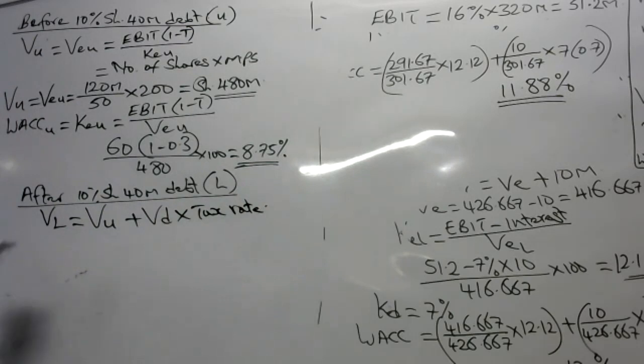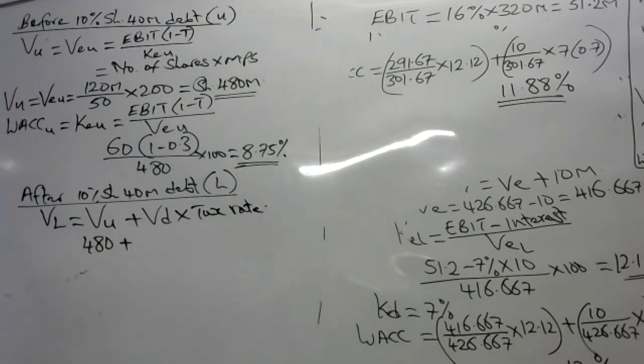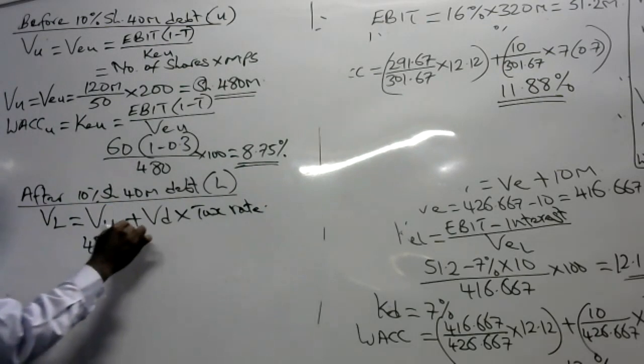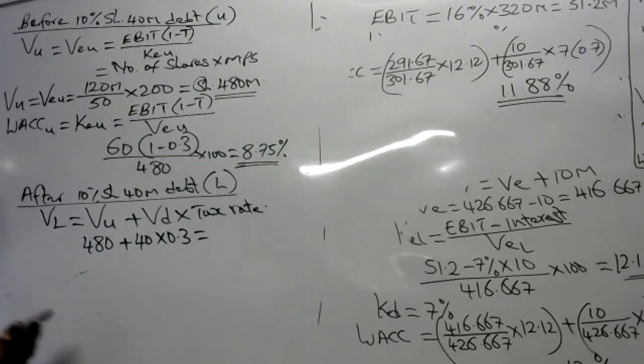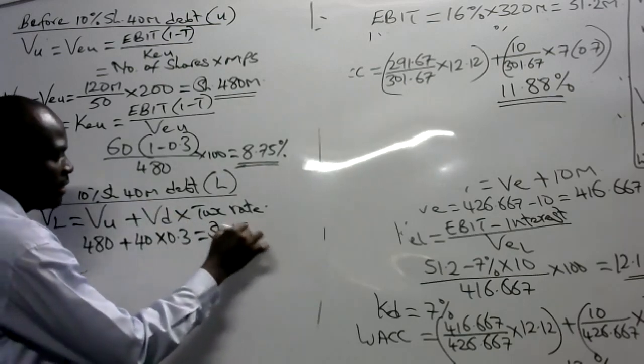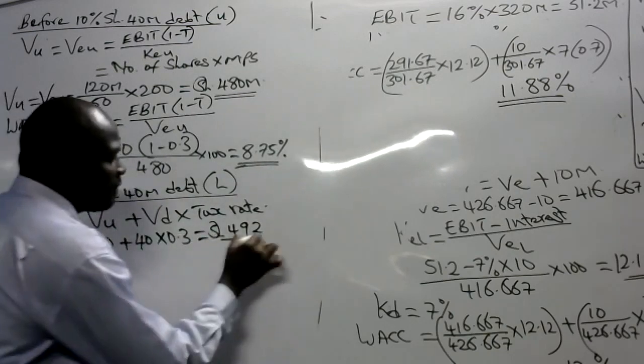Unlevered value yake ni ngapi? 480. Debt ni ngapi? 40 million times 0.3. 480 plus 12. 492. Great. So after that, we have the value.